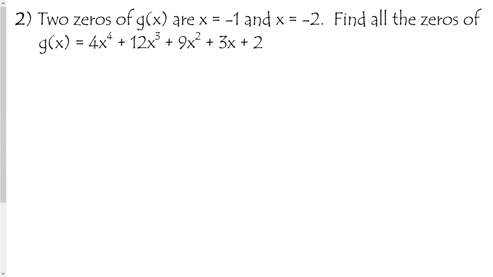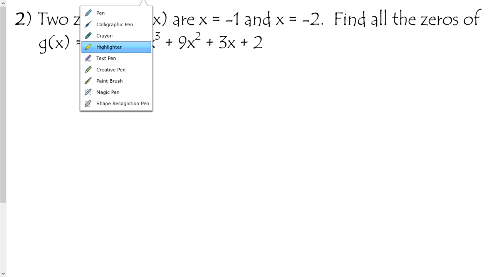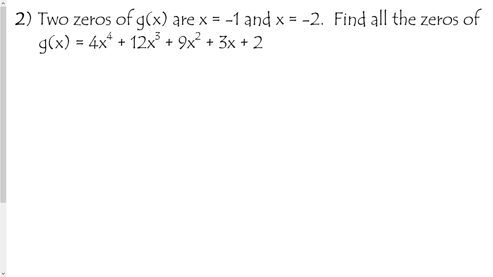Ooh, this one says two zeros of g of x are x equals -1 and x equals -2. Find all the zeros of g of x, which equals 4x to the fourth plus 12x cubed plus 9x squared plus 3x plus 2. Okay, so ultimately my answer is going to end up being x equals and some set of values that I need to go and plug in.